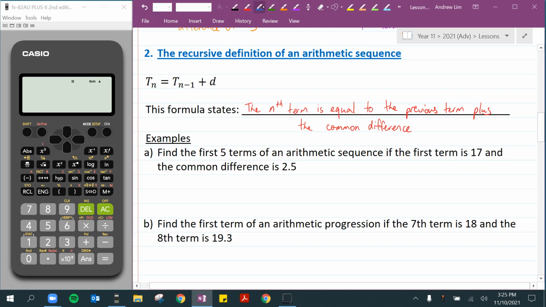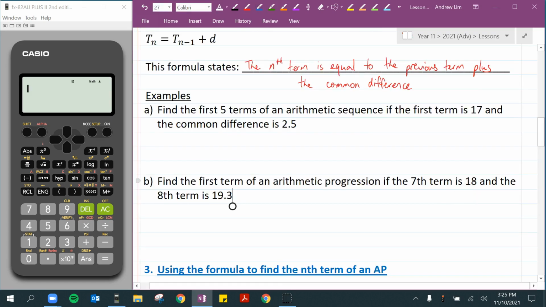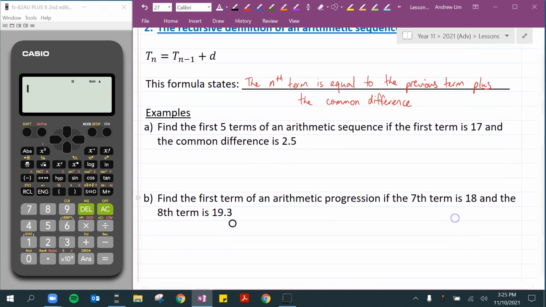Okay, let's have a look at some examples. So let's have a look at question A. Find the first 5 terms of an AP if the first term is 17 and the common difference is 2.5. Well, if the first one is 17, we know that one. The second term, well, if the common difference is 2.5, all I'm going to do is add 2.5 to that.